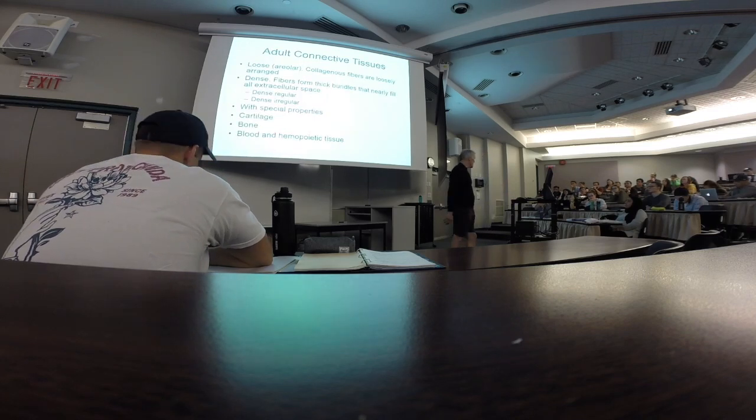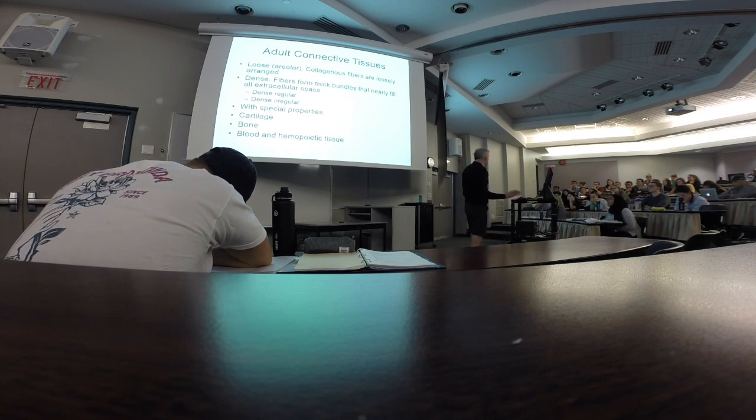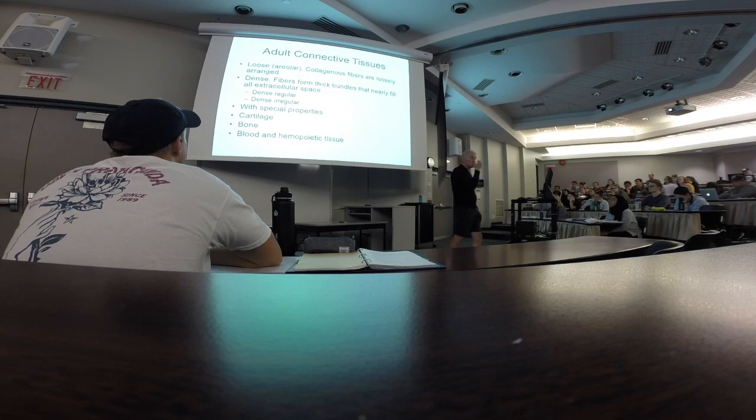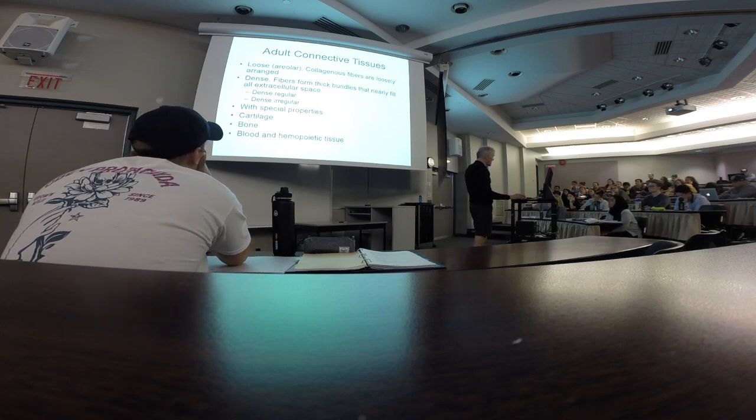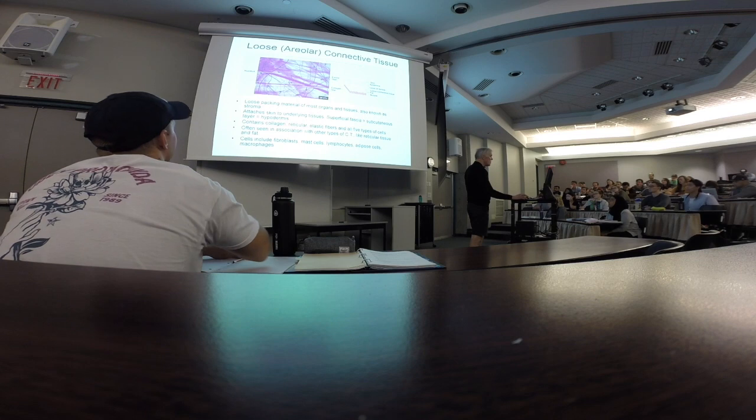Now, adult connective tissue, we talked about in lab. It can be loose or dense, right? So loose connective tissue is areolar, adipose, and reticular tissue. That's all loose. Dense tissue: dense regular, dense irregular, and dense elastic, with special properties: cartilage, bone, blood, and hematopoietic tissue. So loose areolar connective tissue.